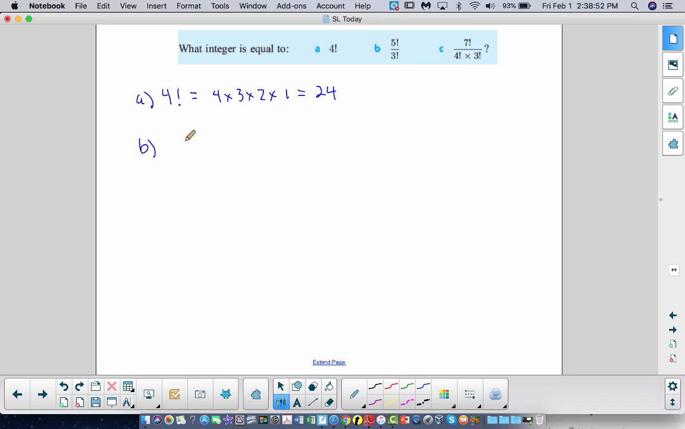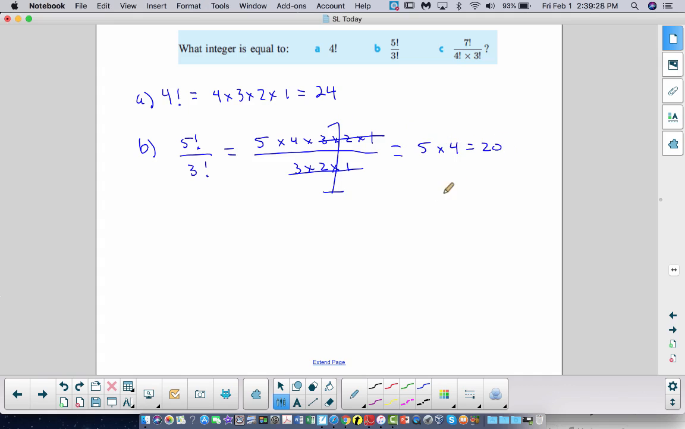So B, I'm going to show you what's actually happening, and then I'm going to show you how I want you to think about it. So 5 factorial is 5 times 4 times 3 times 2 times 1 over 3 factorial, which is 3 times 2 times 1. Well, 3 times 2 times 1 is the same as 3 times 2 times 1. Since it's multiplication, we can cancel. Since it's the same thing over the same thing, it's equal to 1. So this is really equal to 5 times 4 times 1, or 5 times 4, which is 20.